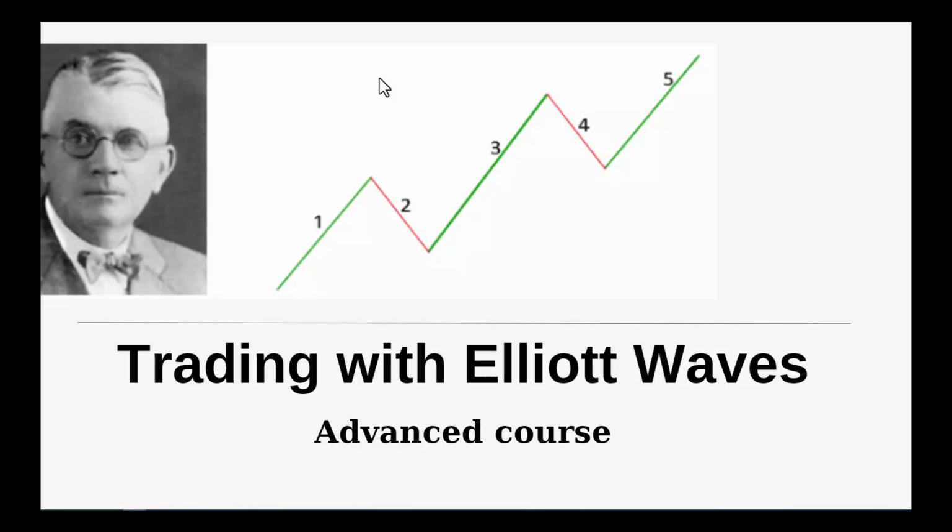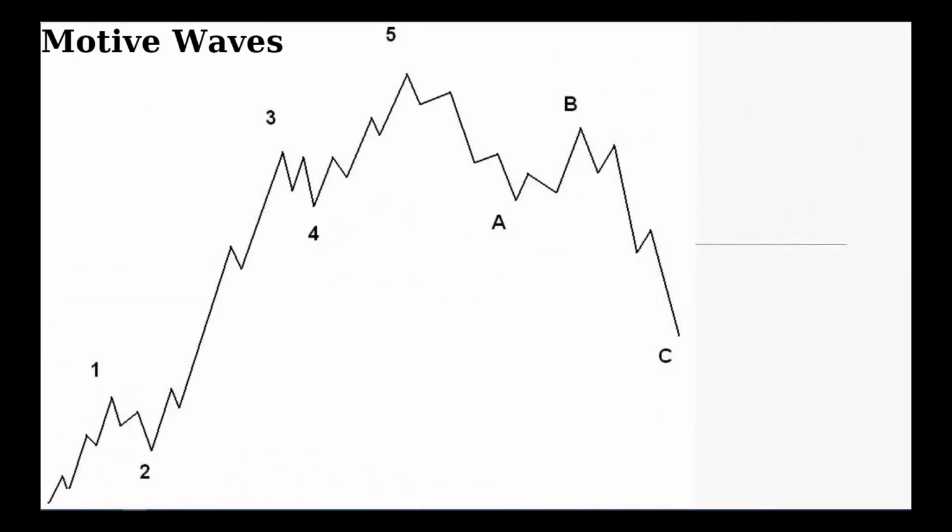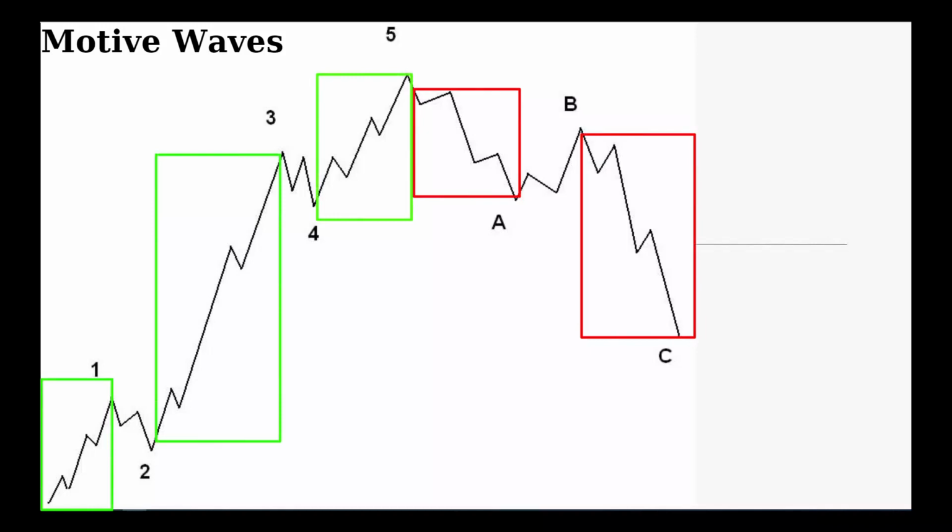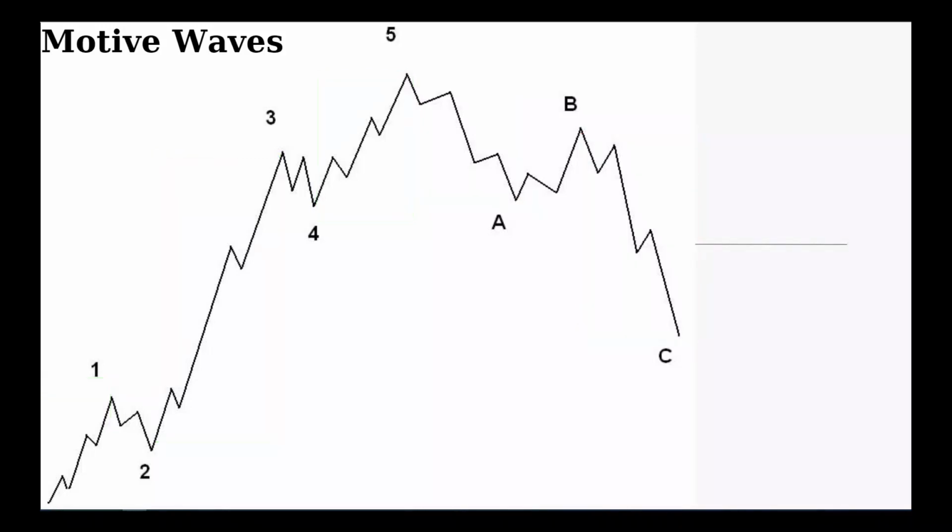So, let's begin. The Elliott wave principle states that movements in the direction of the larger trend unfold in 5 waves, referred to as motive waves. Within these motive waves, there are 2 types, impulse and diagonals. As shown on the screen, waves 1, 3, 5, A, and C each divide into 5 waves, which are in the direction of the larger trend. Conversely, waves 2, 4, and B divide into 3 waves, which are against the trend of the larger degree.